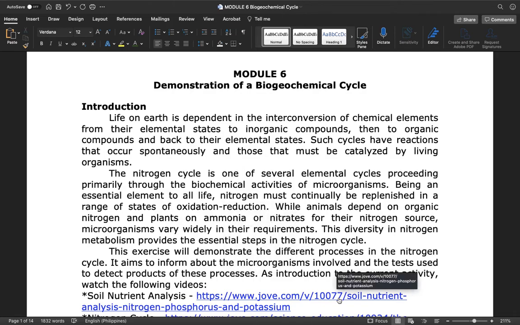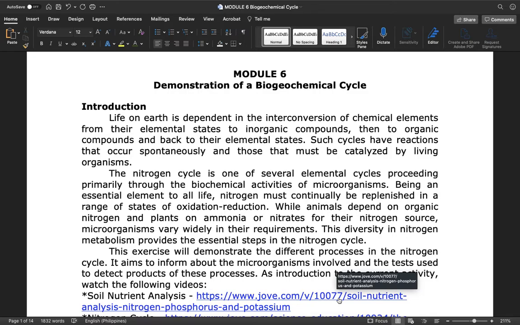This session is intended for our post-laboratory discussion, or post-laboratory notes, for module number 6, the demonstration of the nitrogen cycle as our model biogeochemical cycle, where the activities of microbes are heavily involved for the process to be sustainable, or for the process to continue. So, we've discussed a lot about the nitrogen cycle, so I won't be providing any additional information anymore.